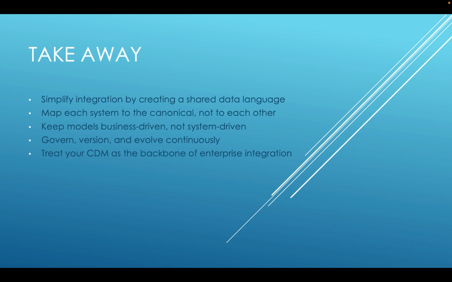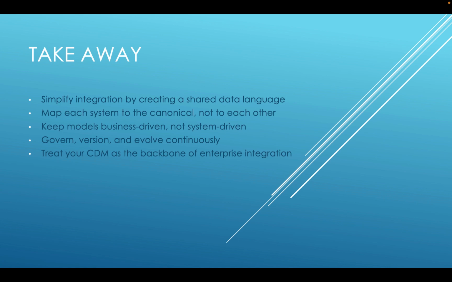Once we have the canonical model in between, it reduces the dependency on other systems, because we are not talking to the system directly. We have a language in between. Keep models business driven, not system driven. We have to keep in mind that we are doing this for the business. So business terminology needs to be used, and we need to agree with each other, rather than just doing your own thing. Keep models business driven.